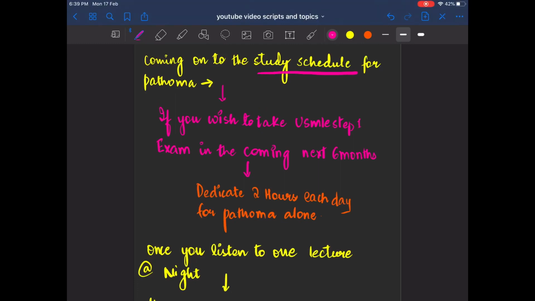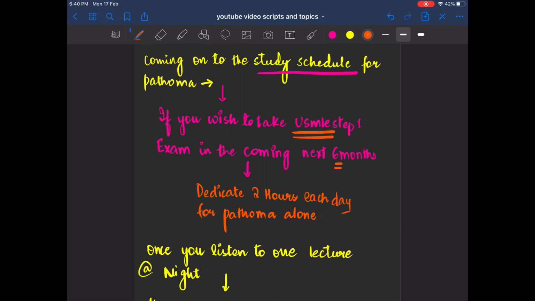Now in this slide I am going to tell you how to study Pathoma. If you wish to take USMLE Step 1 in the coming 6 months, for example, now is February, and after 6 months you're planning to take your USMLE Step 1 exam.